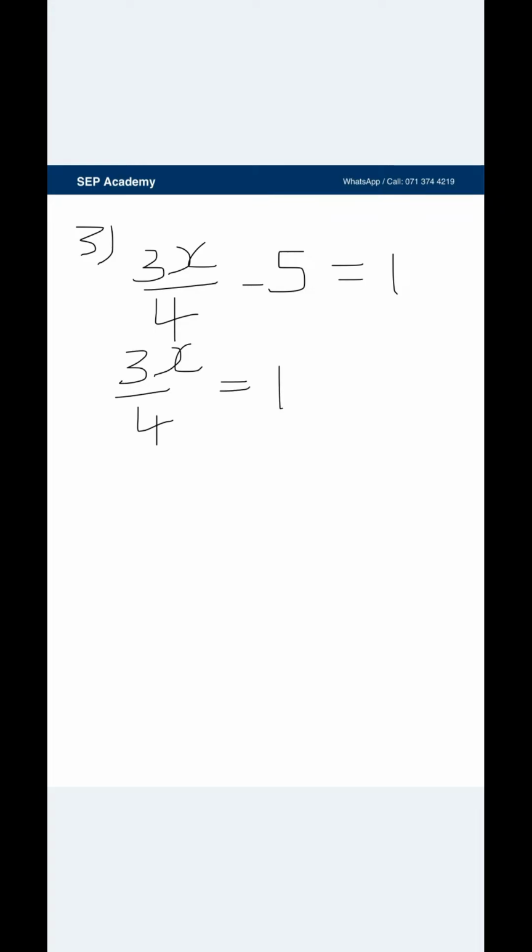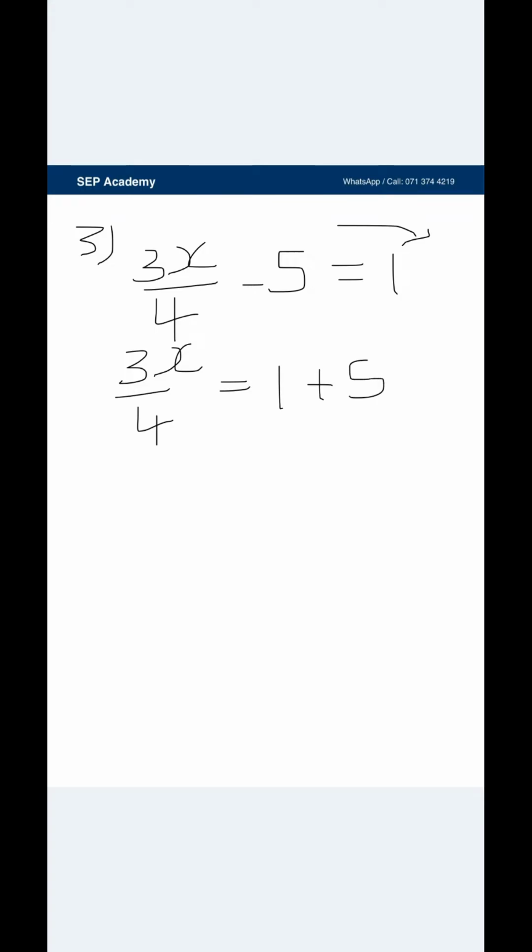Let's say, as example number 3, we have 3x divided by 4, where we minus 5, and this is equated to 1. Again, you want to have your letters on the left, numbers on the right. So it is for this reason why I will still write that 3x over 4 on this side, and then on the right hand side I have 1.